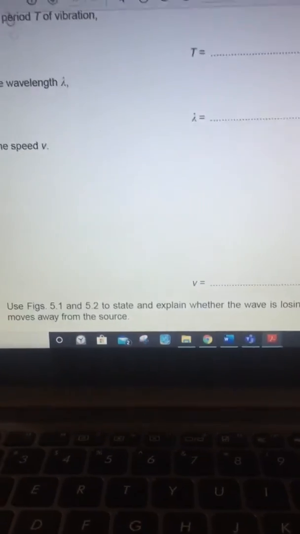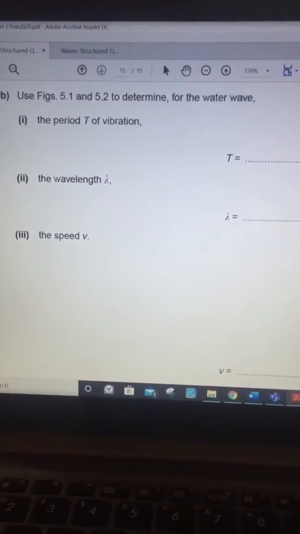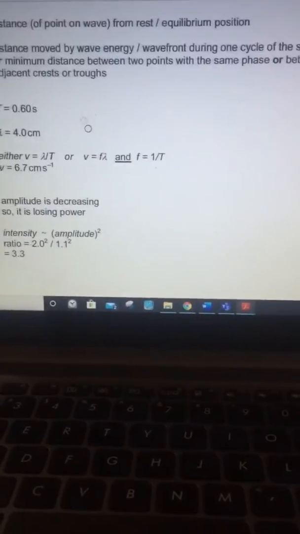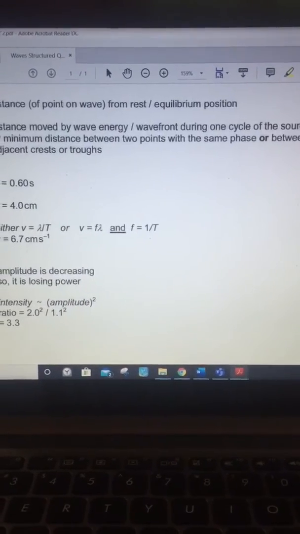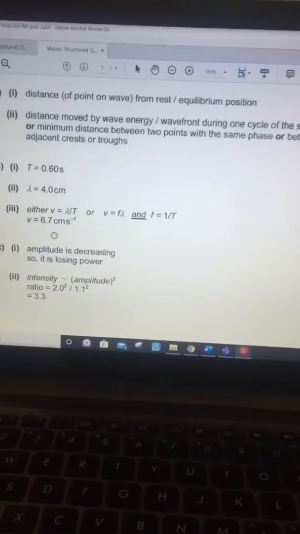Then once you have the period, that means you have the frequency effectively, and the wavelength is there, so v is equal to f lambda. So if you look, the marks is given, this one gets 1 mark and the final answer is 6.7 centimeters per second.